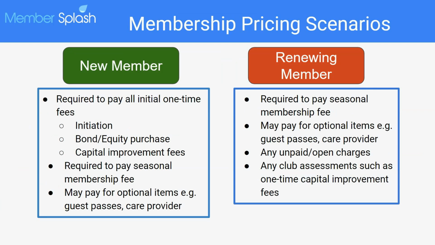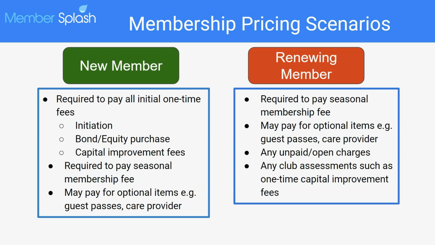So the pricing scenarios that are really typical, of course, are the new member, where they're required to pay all the initial one-time fees, like an initiation fee, or if there's a bond or equity purchase, capital improvement fees. And of course, they would also be required to pay their seasonal membership fee on top of any one-time fees. And then, of course, there are the other optional items like guest passes or care provider fees.